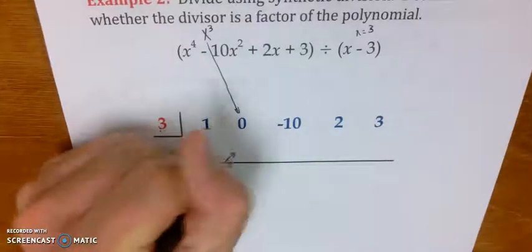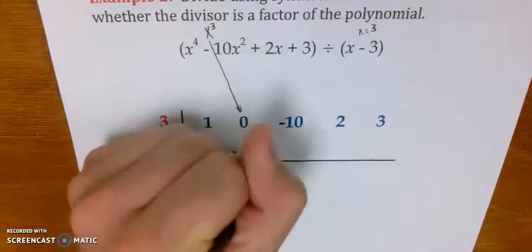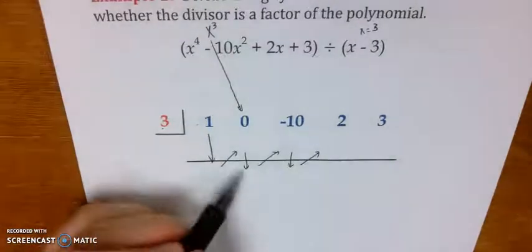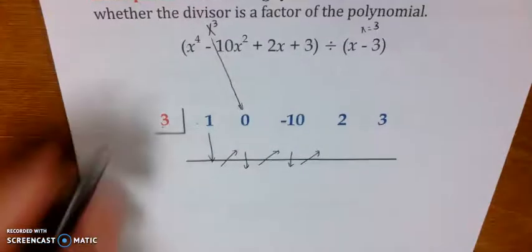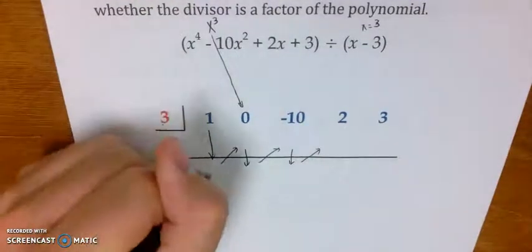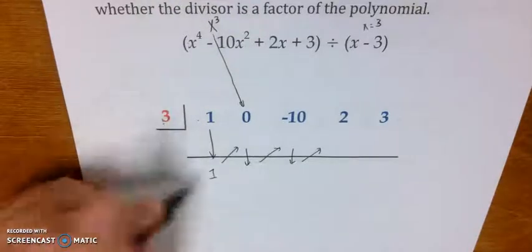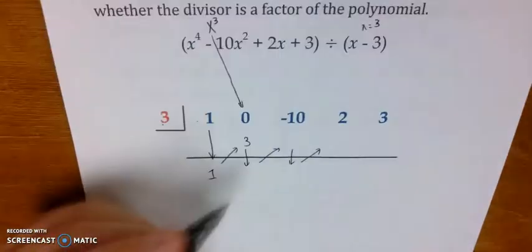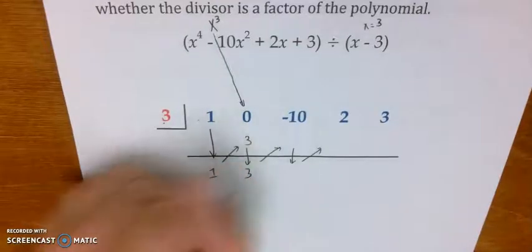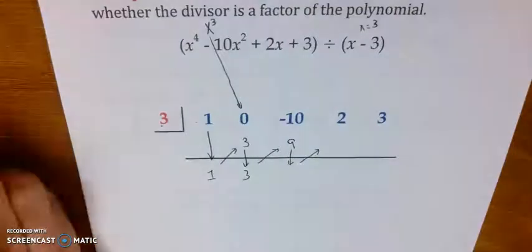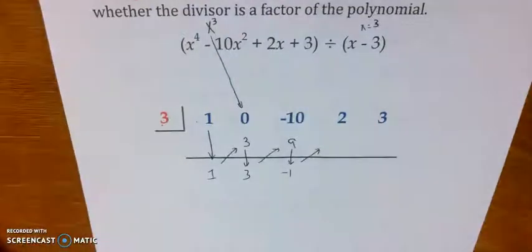Again, we go down, diagonal, down, diagonal, down, diagonal. And I like to write out these arrows. By no means do you guys have to. We start off by dropping the first number down. So that's a 1. Every time I go diagonally, I multiply by this number. So 1 times 3 is 3. We add straight down. This gives me 3. I go diagonally, I multiply by 3. That's going to give me a 9. I add straight down, I get negative 1.